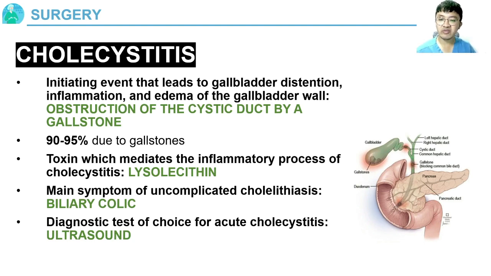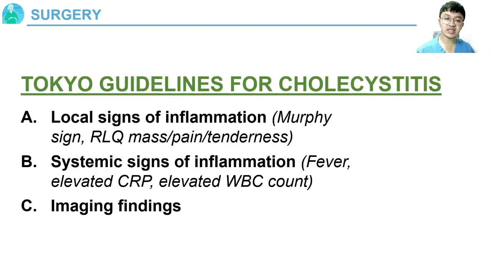The main symptom of uncomplicated cholelithiasis is biliary colic, which is just right upper quadrant pain that is spasmodic. And the initial test of choice for acute cholecystitis is ultrasound, where you identify a distended gallbladder with thickening. So for cholecystitis and cholangitis, we have the Tokyo guidelines. The latest one is the TG18.